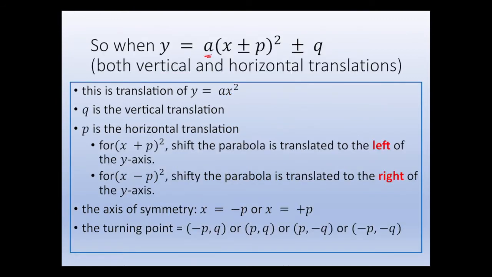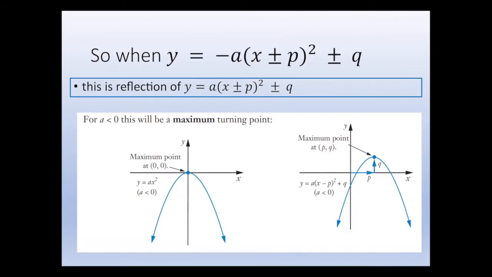Now, this slide is basically the same as the one two slides ago, except we've got the dilation factor a in front. And here, I'm not going to read through the whole lot. Pause the video for a while and go through that. Alright? The effect of a is basically making the parabola narrower or wider. And if it's negative, it reflects the parabola about the x-axis.